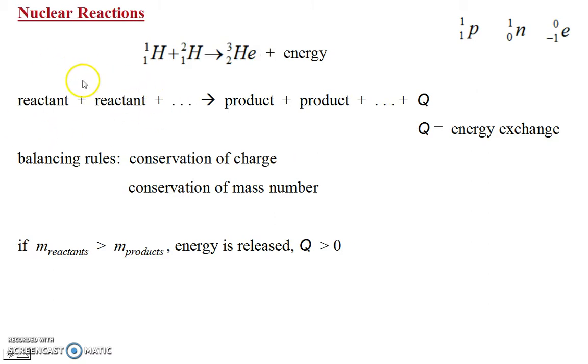So if you start with a certain amount of mass on this side, we have less mass here. That means that some of the mass is escaping the system as energy, often in the form of heat, but it could be other forms of energy as well. It could be the kinetic energy of the particles moving away from this reaction.